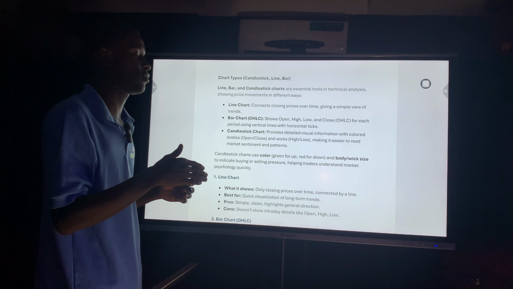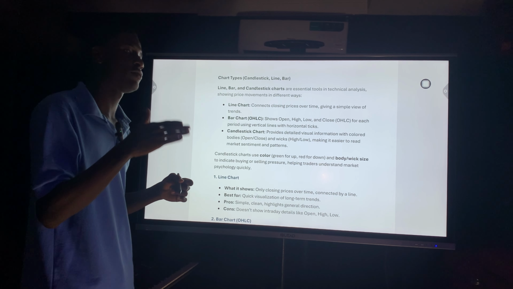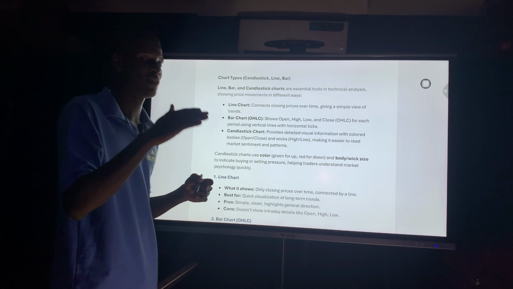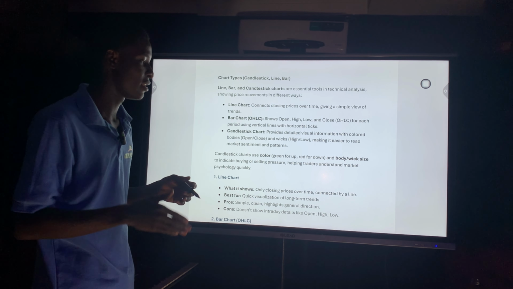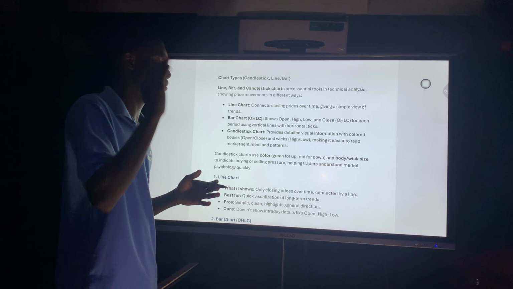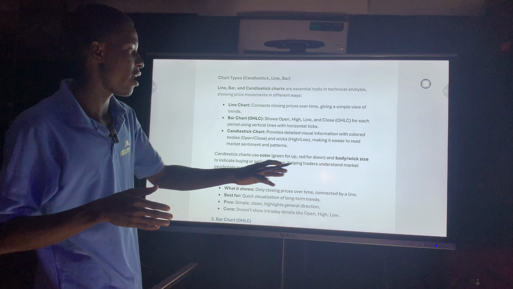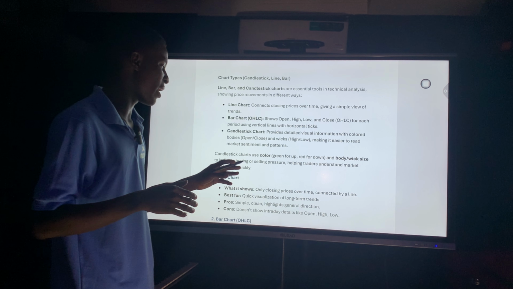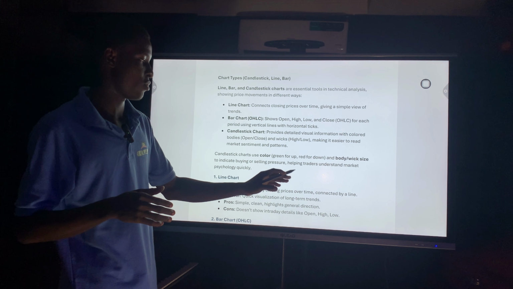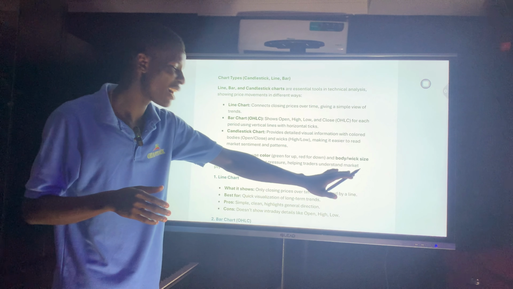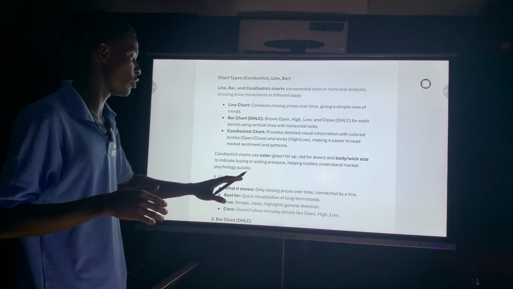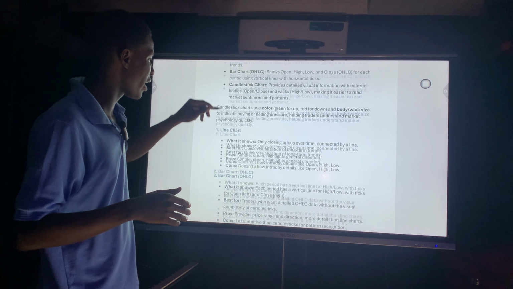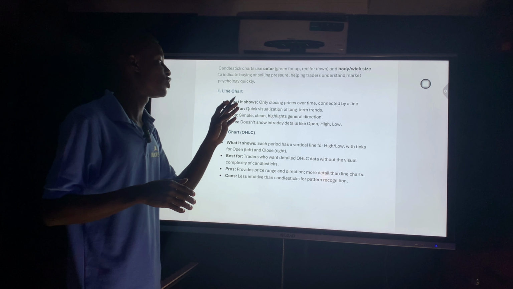The moment you open any trading platform, the first candlestick chart you see is always red and green. The green is going up and the red is going down. Then we have the body and wick size to indicate buying or selling pressure, helping traders understand the market psychology quickly.